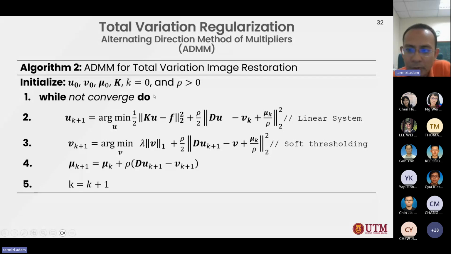Okay, so I have some remarks over here. This U subproblem over here, we have to solve a linear system. And over here, this has a closed form solution, which is in the form of soft thresholding. We'll go into that. Or, if some of you know the proximal operator, this one is like the proximal operator. Okay, and then we have the Lagrange multiplier updates.